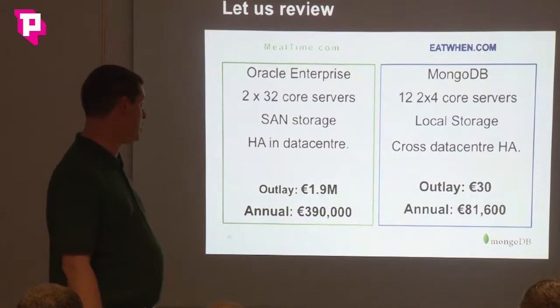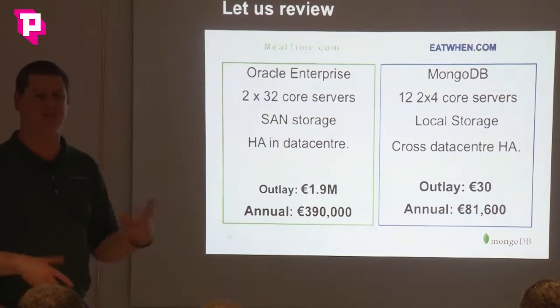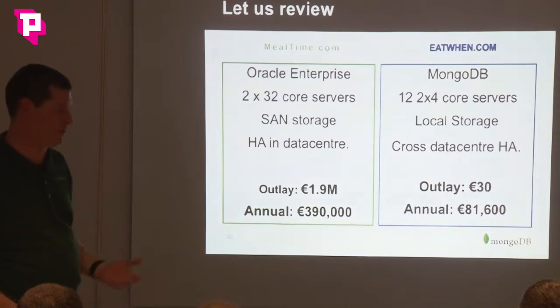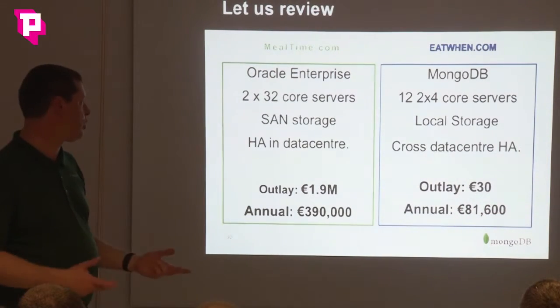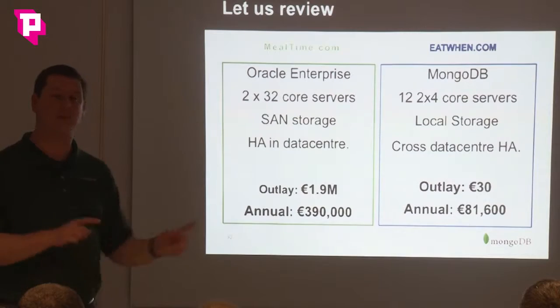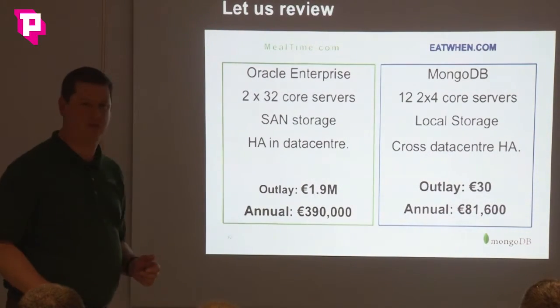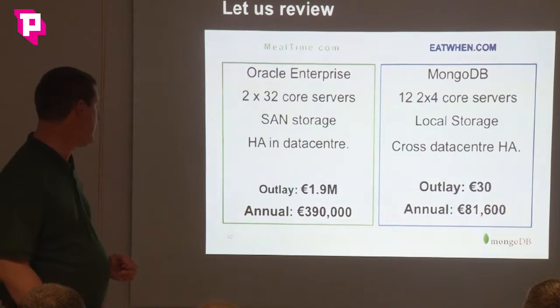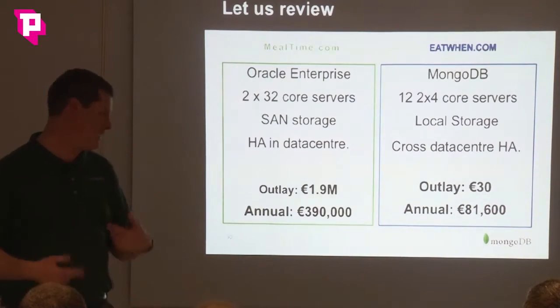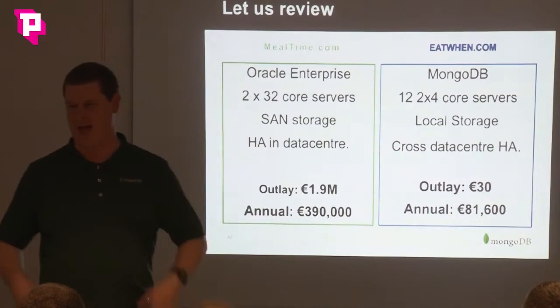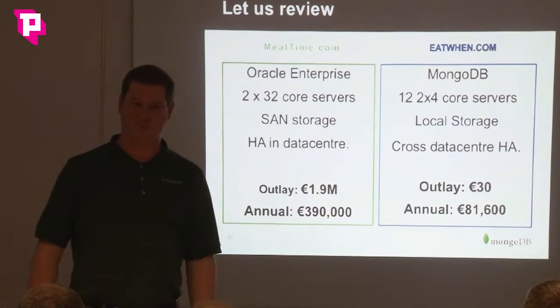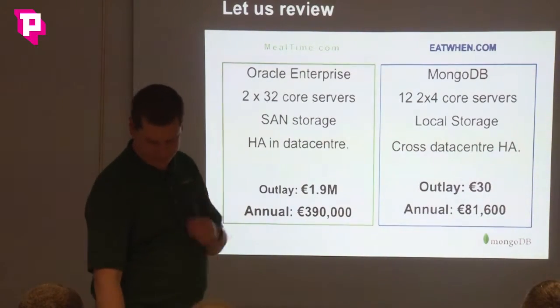MongoDB doing the same job has 12 servers, so if having lots of servers freaks you out, it uses local storage. The high availability works between the data centers, so you can lose a whole data center. We spent $30 because we had to buy the domain name, and every year we're giving MongoDB $81,600 as a subscription, which is support and a few other things.